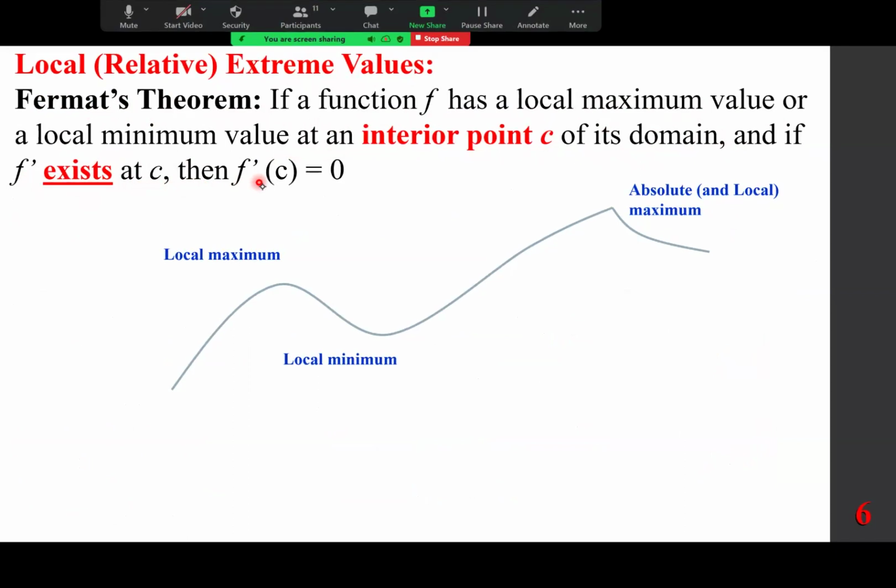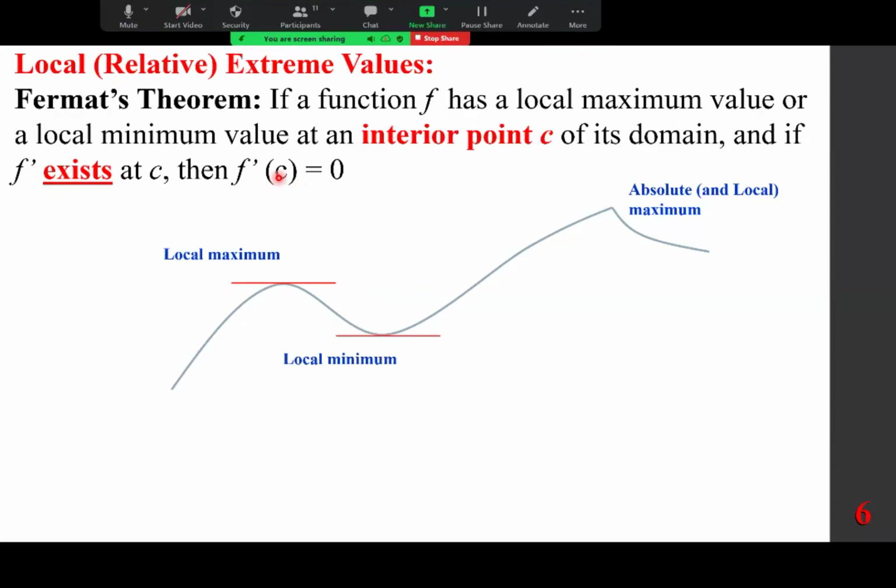As we look at this example, notice over here we have a smooth curve, and this is a local max, smooth curve, local min. Because f prime exists, this short tangent line is horizontal with slope 0. So f prime is 0 here, f prime is 0 here, as indicated.